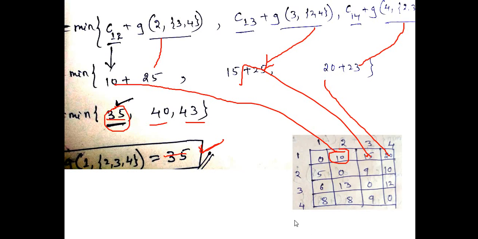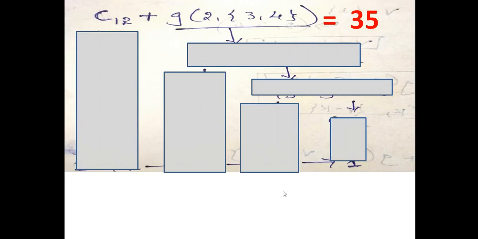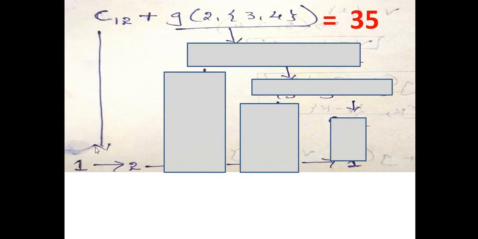Now add these: 10 plus 25 is 35, then 40, and 43. Our aim is to find the minimum value, and that is 35. So write down 35. This is your final solution for the TSP problem. And next we have to draw the path. To draw the path, I am considering that situation of 35, because with the help of this equation we got 35.